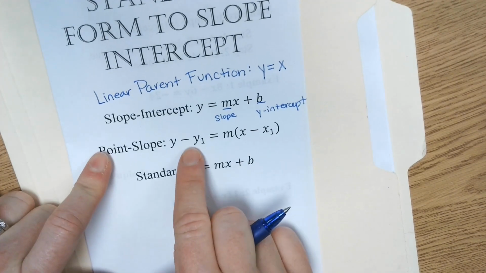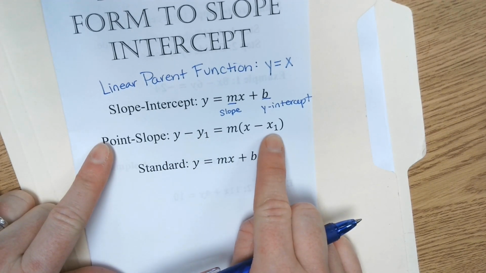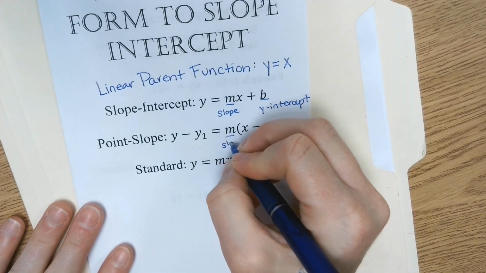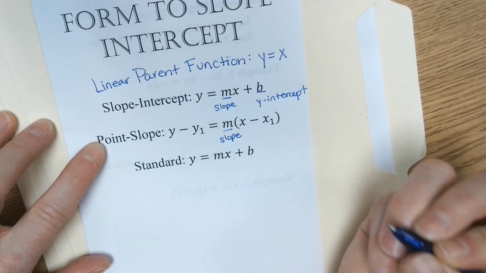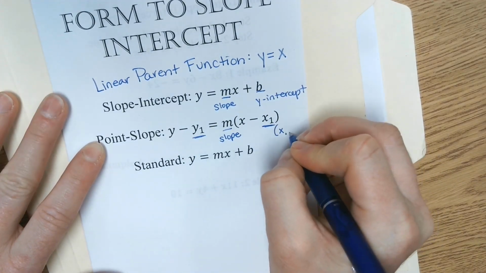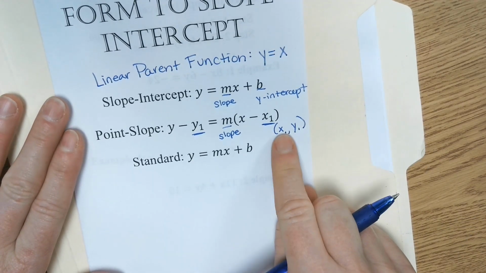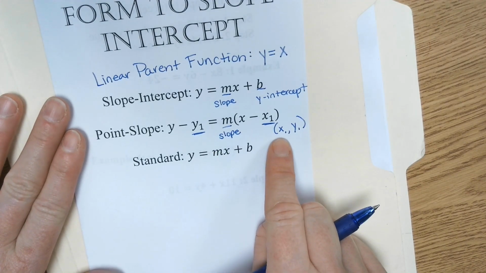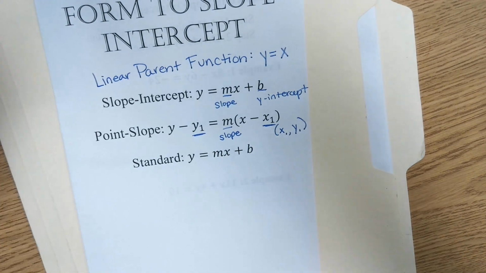Point slope is a new one. It's y minus y1 equals m times x minus x1. So m is our slope again. And the reason it's called point slope is because the point comes from the x1, y1. So remember how in our bell ringer, our warm-up, we had graph the line that has a certain slope and goes through a certain point? You can graph it just by knowing the slope and the point, x1, y1.